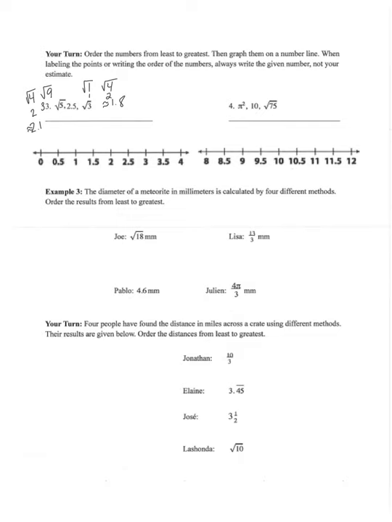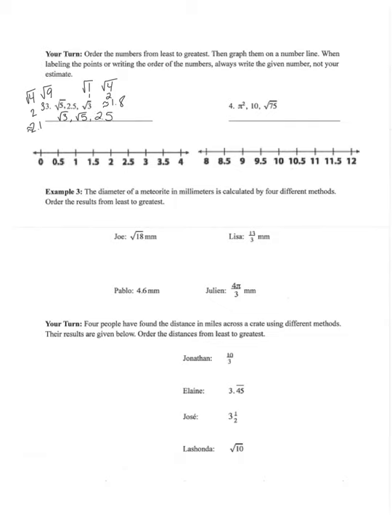So now we've got 2.1, which is the square root of 5, approximately, 2.5, and 1.8. Well, 1.8 is clearly much less, so the square root of 3 is the least value in our set. And then we have the square root of 5, which is that 2.1. And then we have 2.5.